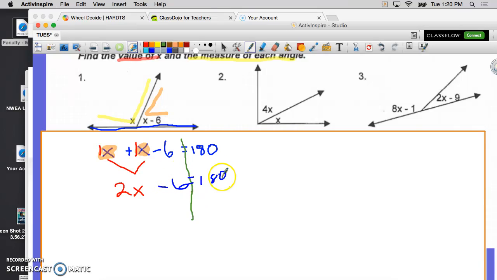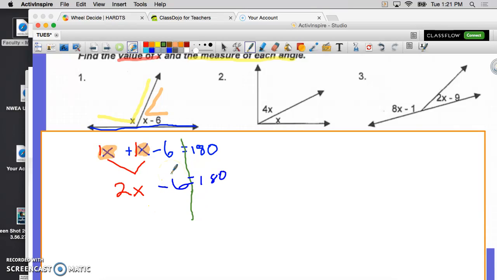Why negative 6 and not 180? Because if I move the 180, I unbalance that equation. That sounds familiar from my class last year. You don't want to take 180 out because then what happens is you uneven the seesaw, this side versus this side. So what I'm going to do is take out the 6.